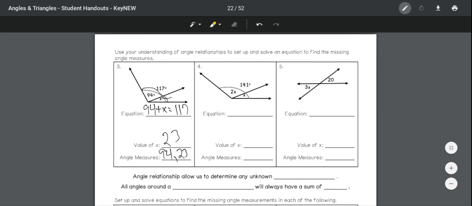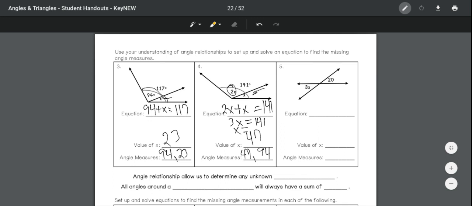Okay, the next one. The whole thing is 141. So what equals 141? 2x plus x. So we got 3x equals 141. And then when we divide by 3, we get 47. So that's x. So we want to know the angle measures. So we know that this one is 47. But now we got to do 47 times 2. And that gives us 94.